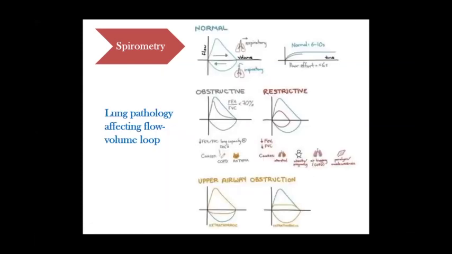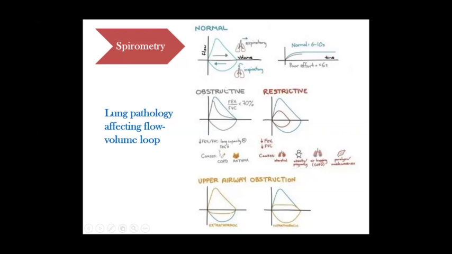If we look at the effect of lung pathology on the flow volume loop in particular, we can see on top of this slide a normal flow volume loop with normal exhalation and normal inhalation, and a normal volume time curve with a 6 to 10 second exhalation time.